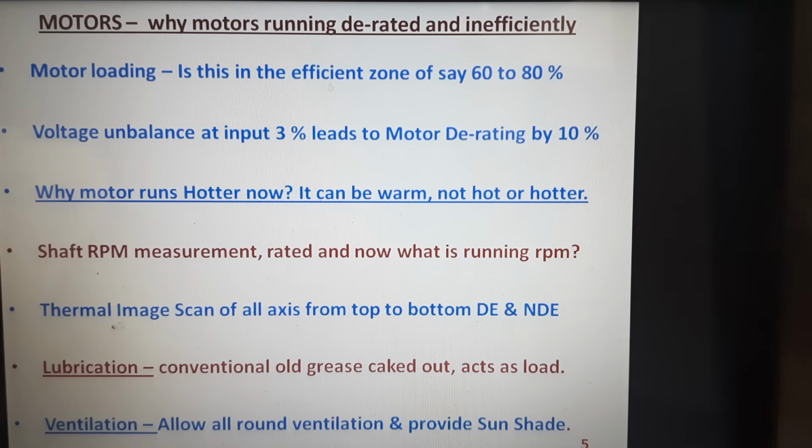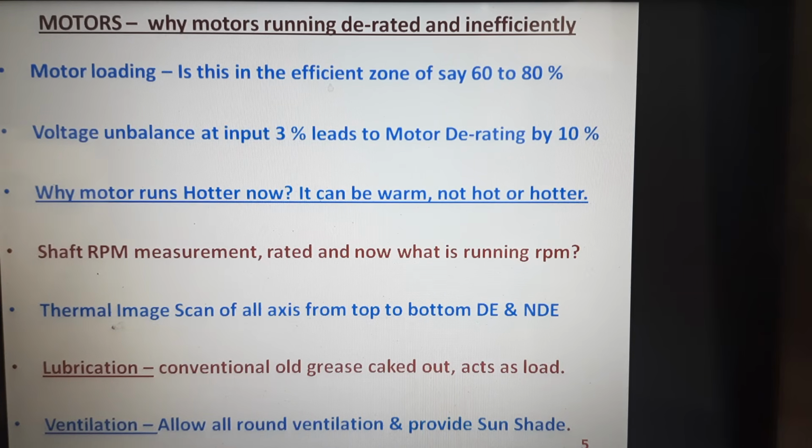Coming to the voltage unbalance at the input of the motor terminals, almost 3% of unbalance in a 3-phase motor leads to motor derating by 10%. This we have to keep in mind. With input voltage unbalance, the current unbalance automatically gets amplified and the motor gets derated.